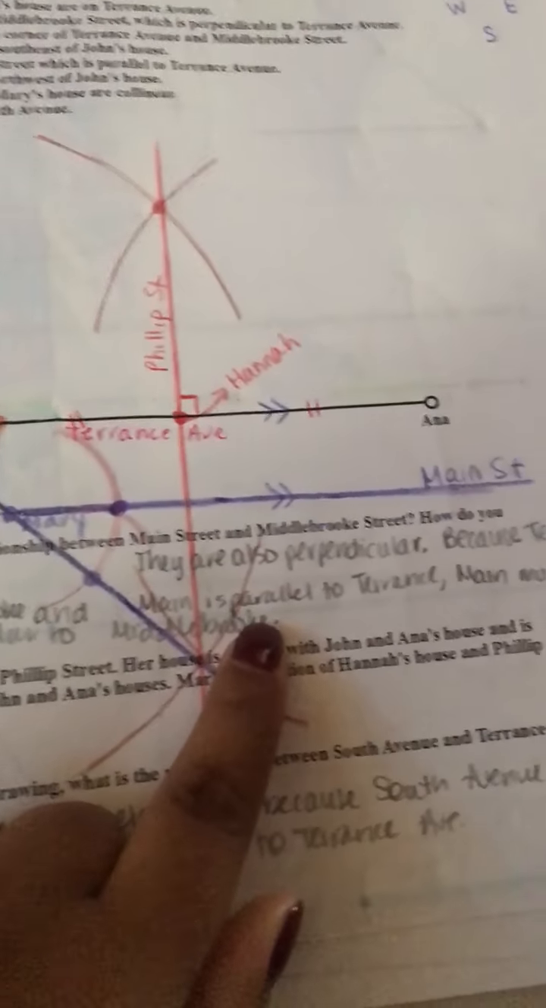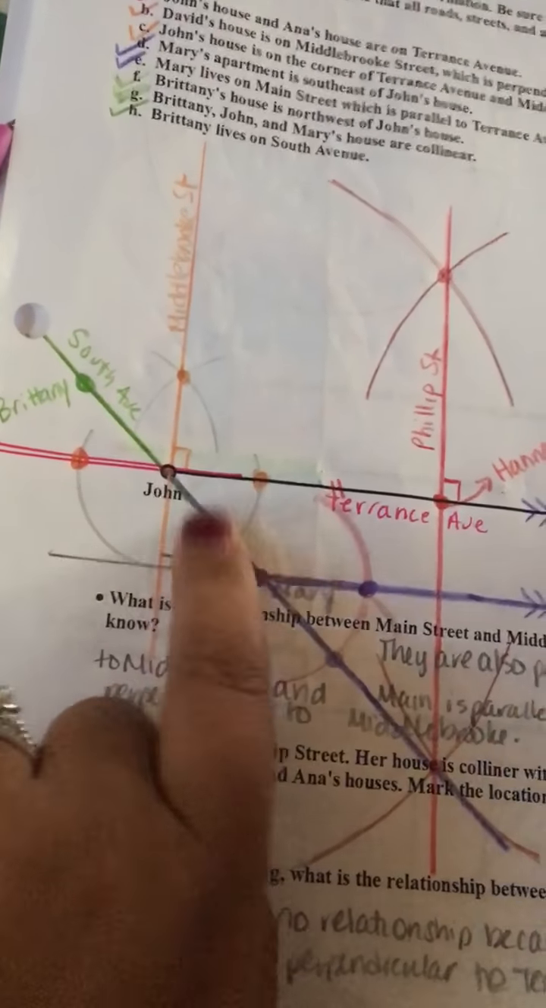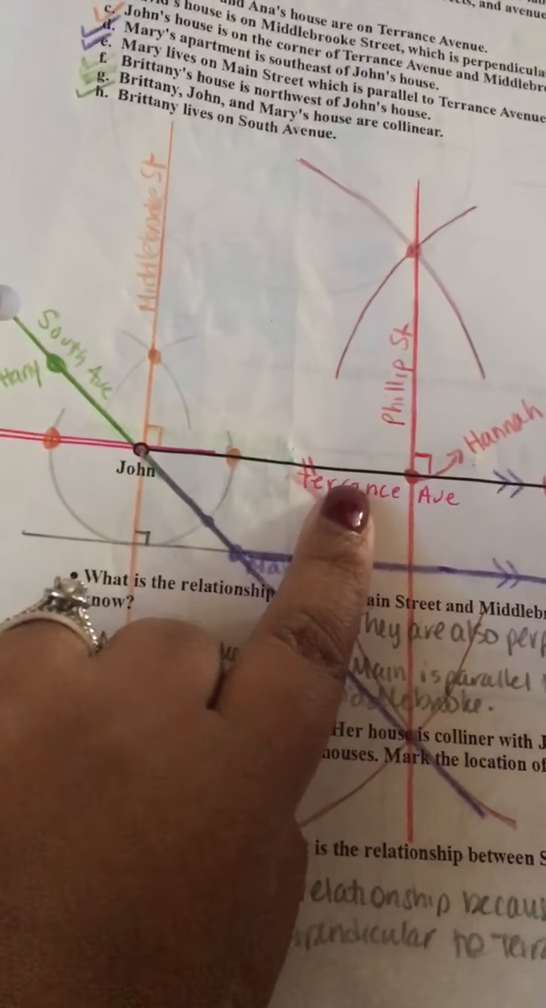Alright, so the first question says, what's the relationship between Main Street and Middlebrook Street? How do you know? You know that if you were to extend Main Street all the way to the left, you'll notice that it's also perpendicular to Middlebrook. The same thing as Terrence.